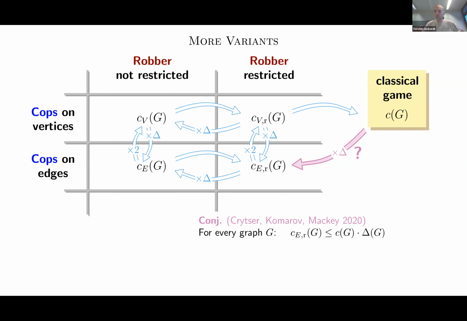So can you, at the expense of a factor of delta on the number of cops, make capture into surround? Okay.